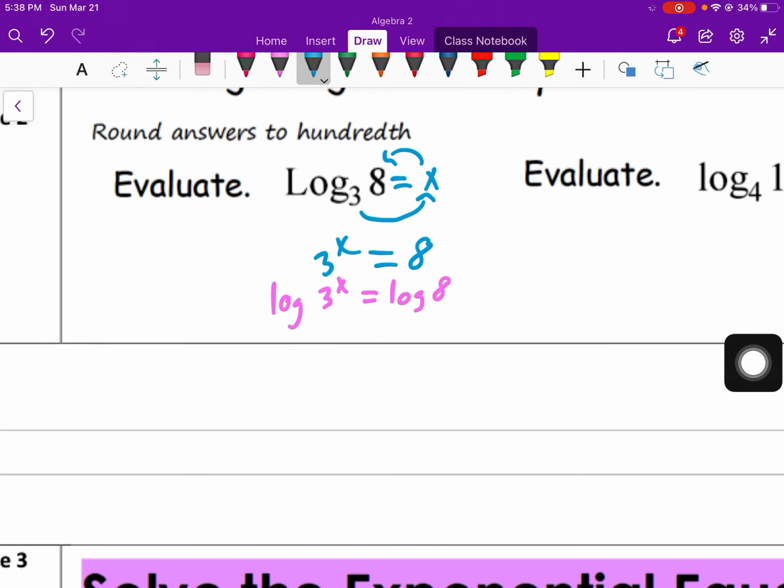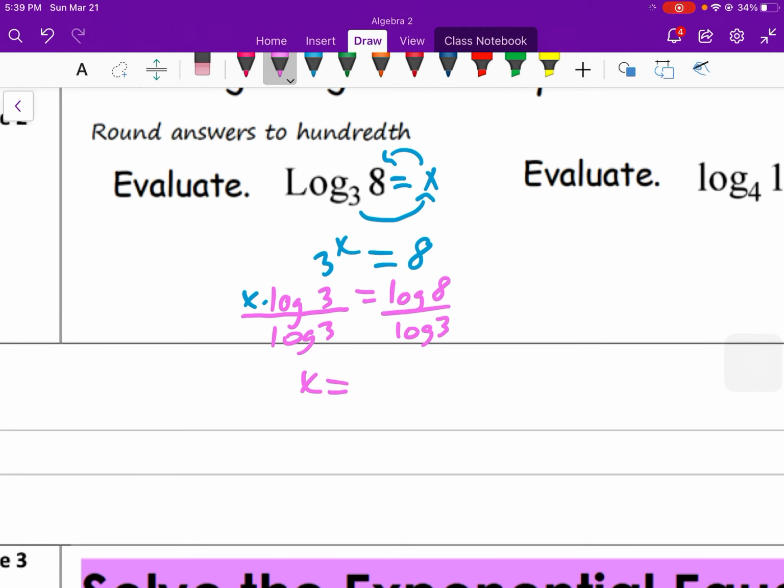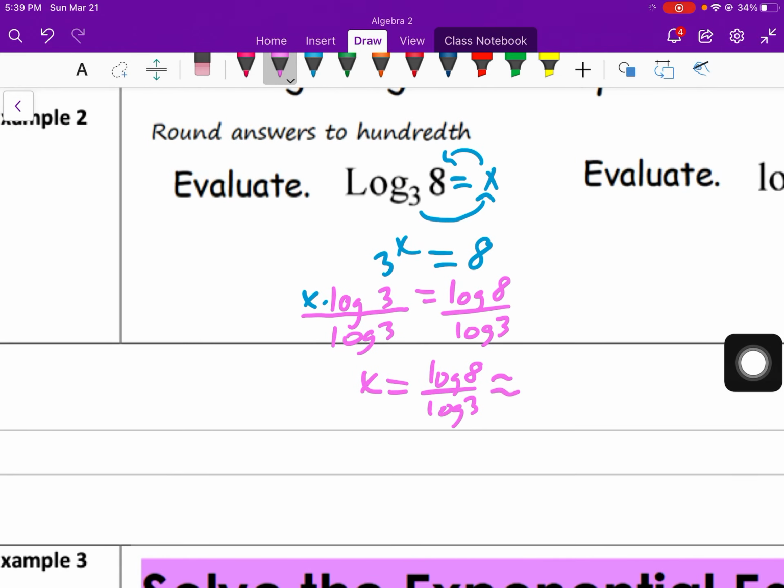Now the property that we can use says that we can bring x out front, so that it's x times log of 3 equals log of 8. What we're trying to do is find out what x is. Since we're multiplying, we're going to divide both sides by log of 3 so that we have x by itself. And now we have log of 8 over log of 3. Now I can plug this into my calculator and approximate what x equals.